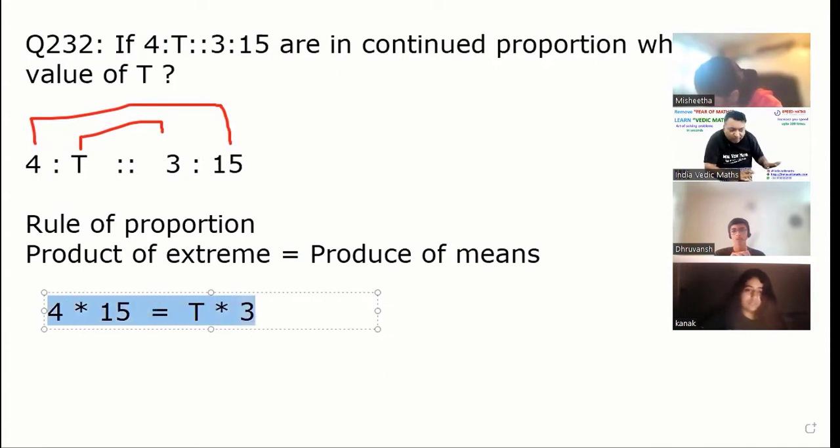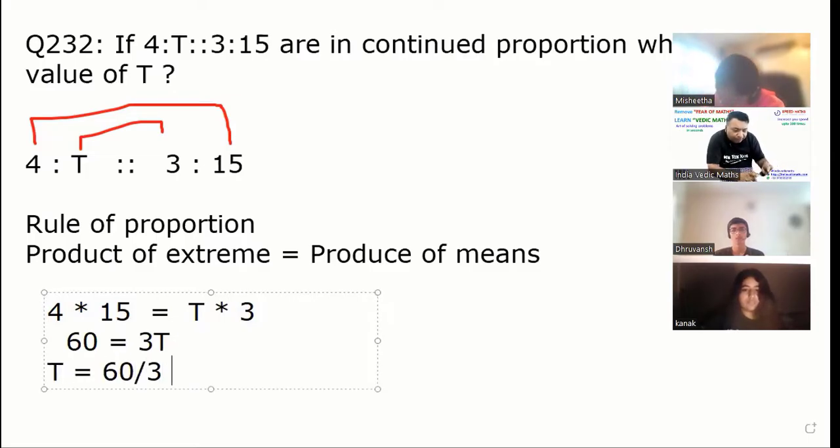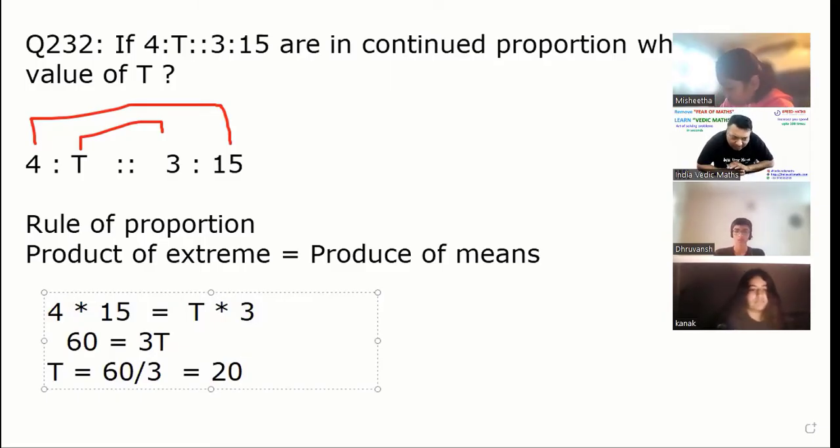That is what the question says. 4 times 15 is 60. 60 equal to 3 times t, which is 3t. If 3t equals 60, t will be equal to what? Agree? We have to use the rule of proportion. Very good, Kanak. Anybody, any question? Clear? Good. Dhruvansh, Mishita, Vedant, Priyanka, all good?